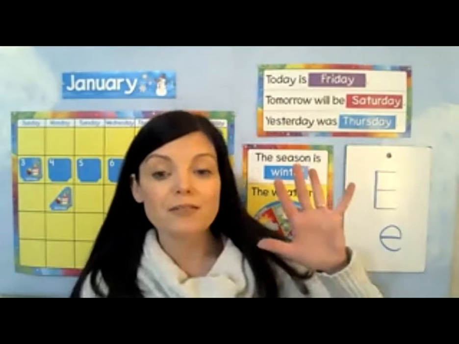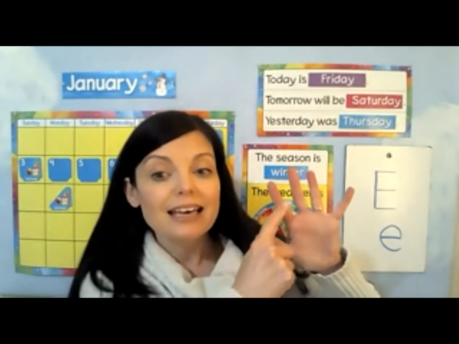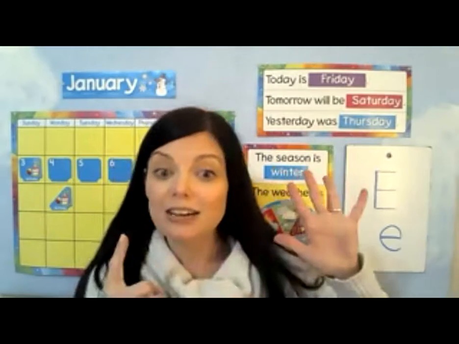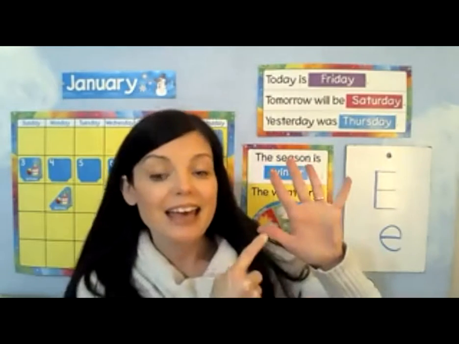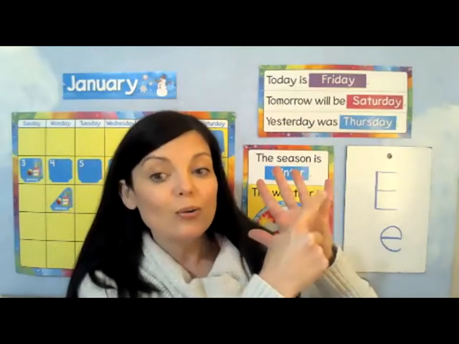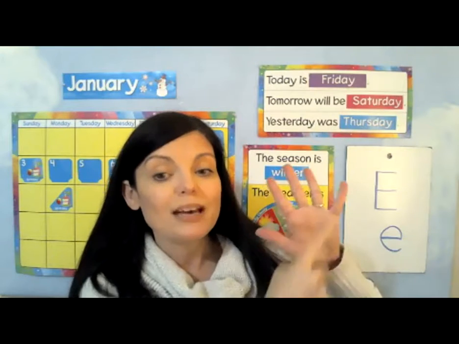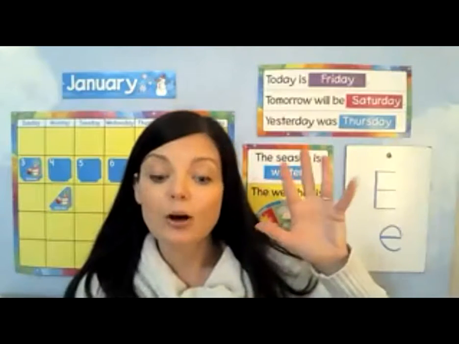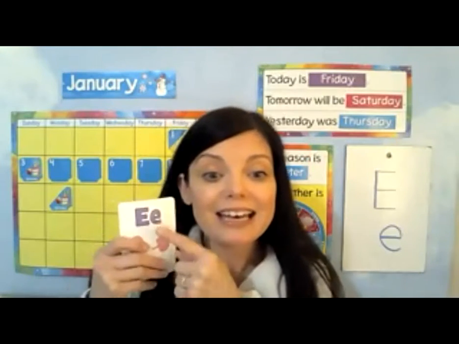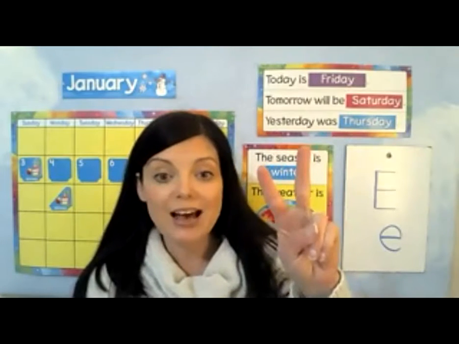Now, E is one of those special letters that we call vowels. There are 5 of them. A, E, I, O, U. Did you hear E? Let's sing again. A, E, I, O, U. A, E, I, O, U. These are the vowels. I heard the letter E. E is one of the vowels, so that means it has 2 sounds.